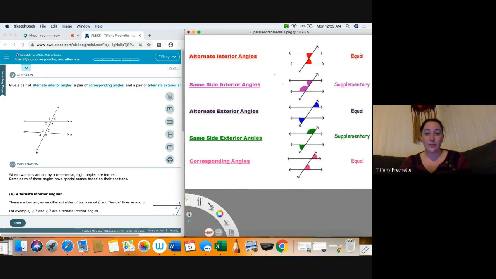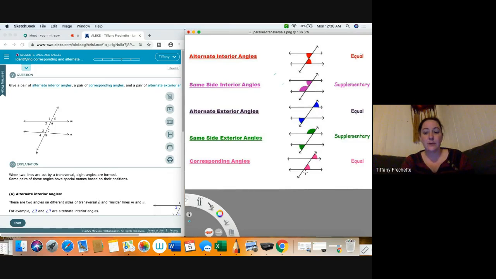So we have one on the outside here, or outside of the parallel lines, and it's on the right side of the transversal. And then we go all the way down to the bottom. We jump over to the left side of the transversal, and we're still on the outside. So they're all the way on the out. So alternate exterior, alternate interior. So hopefully they're nicely named so that you understand that.